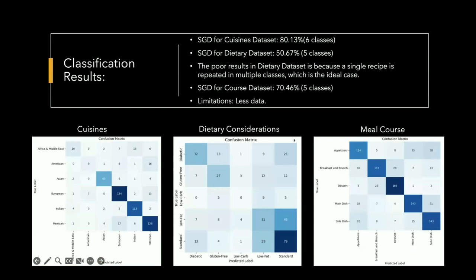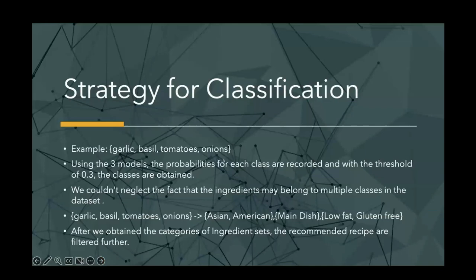But for the dietary considerations, it was 50.67, because there may be a recipe that is included in diabetic and also low carb, or maybe in gluten free too. So that's why it wasn't able to classify very well, but it could classify diabetic and gluten free better than the others. It was mainly confusing between the low fat and standard dietary consideration data.